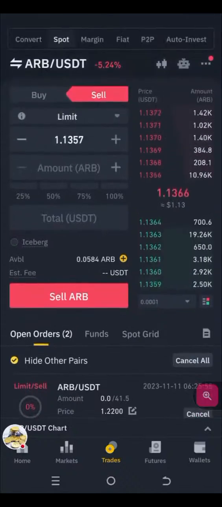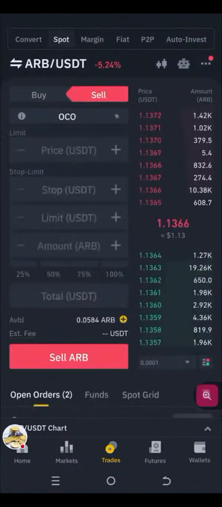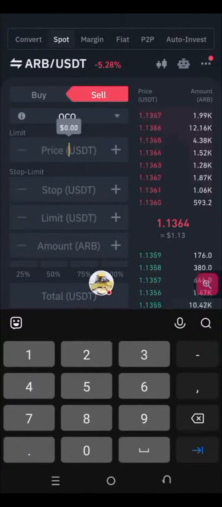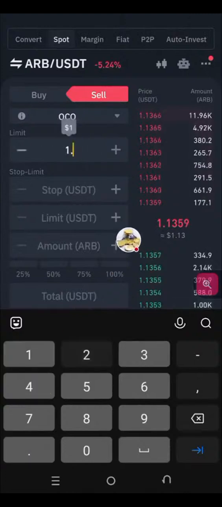Now, on the other hand, with OCO, let me show you. With OCO, you have to set your take profit. That's the amount you want to get it at. You put that amount here, the price you want. If that was supposed to be 1.22, I put that. That's the price I want to get it at, right?